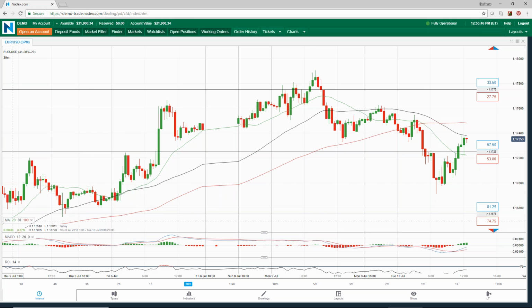I've got my moving averages, the 10, the 20, the 50, and the 100. So I can change those to reflect whatever it is that I need. We normally go with the 10, the 20, the 50, and the 200. So you can go in and change those and then color code them the same way that we color code ours.